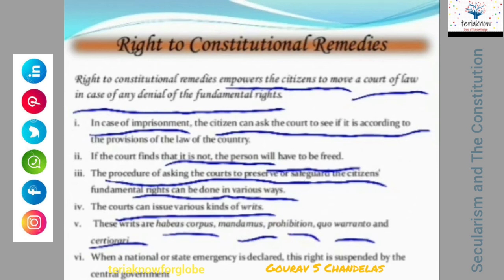Also, one more thing I want to add here. When a national or state emergency is declared, this right is suspended by the central government. At that time, the government can take some rights from the citizen. You cannot go to the Supreme Court for that. But there must be a state emergency or national emergency. Understood?